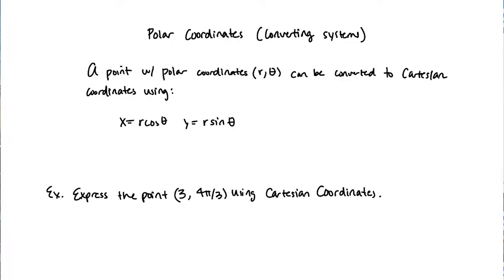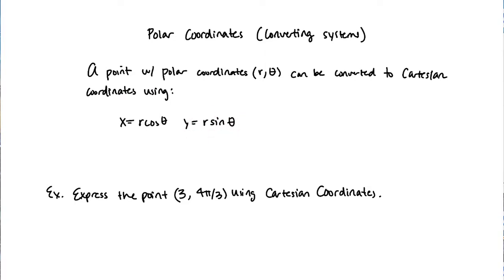In this video, we're going to be exploring polar coordinates and specifically the process of converting systems. So let's say we want to go from polar coordinates to Cartesian coordinates. Our point in the polar coordinate system would be expressed as (r, theta), and to convert to Cartesian coordinates, we would use the formula x is equal to r times cosine theta, and y is equal to r sine theta.